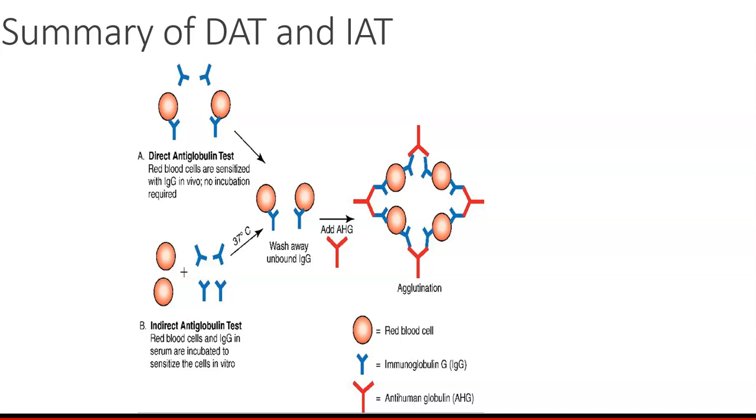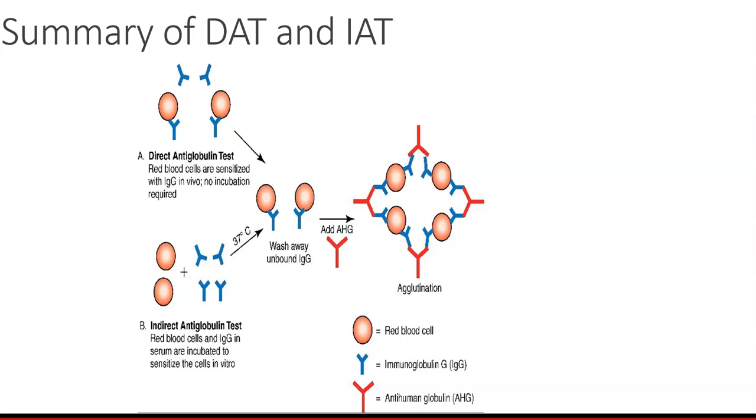In the indirect antiglobulin test, we're indirectly attaching antibodies to antigens. We have a patient or a serum that has antibodies. We have a cell with antigens. The cells are not coated with antibody. We put them together and incubate them at 37. During this time, antibodies will attach to antigens, and then the process is the same. Wash 3 times, add Coombs.